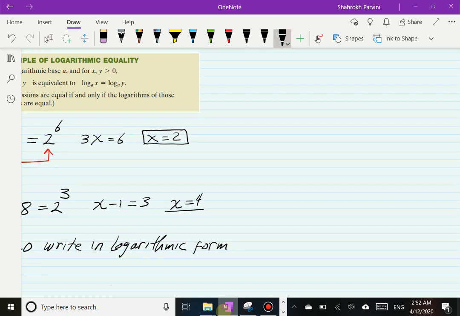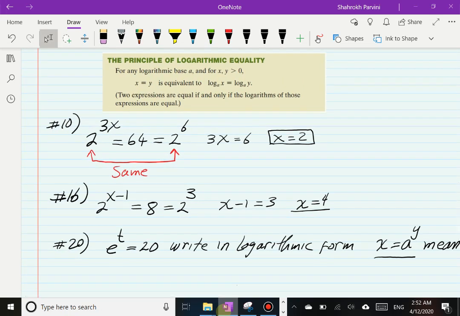So if we have x equals a to the y, this means log base a of x is y. So this is what we mean. If you look at the left side, that's an exponential equation. The right side is a logarithmic equation. So we're going to rewrite this, translate it, rewrite it in log form. And in log form, it's going to look like this.